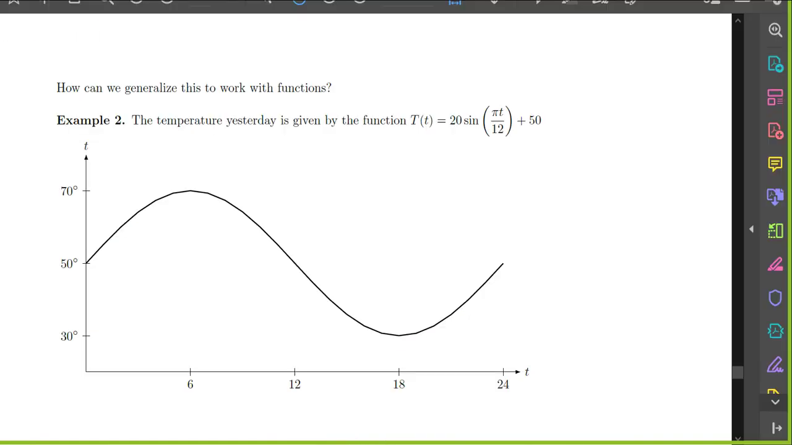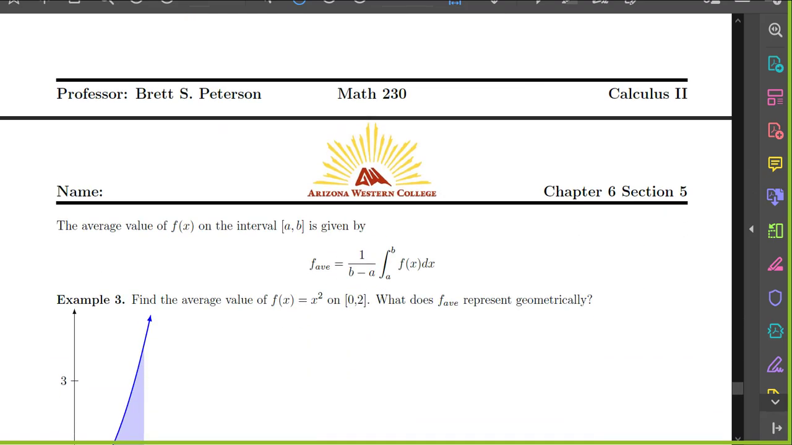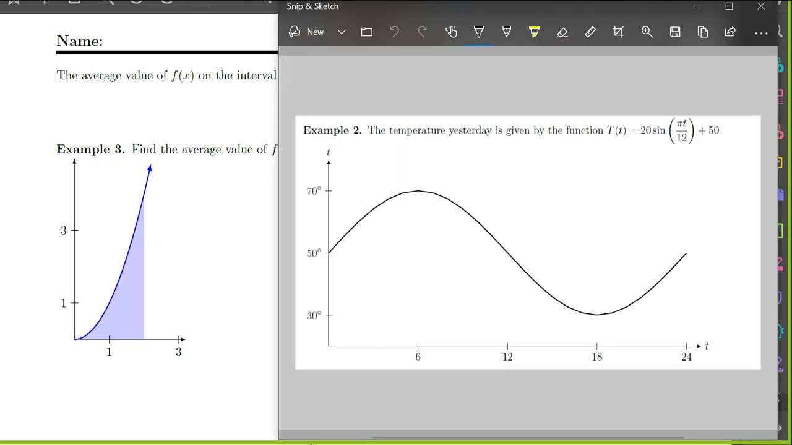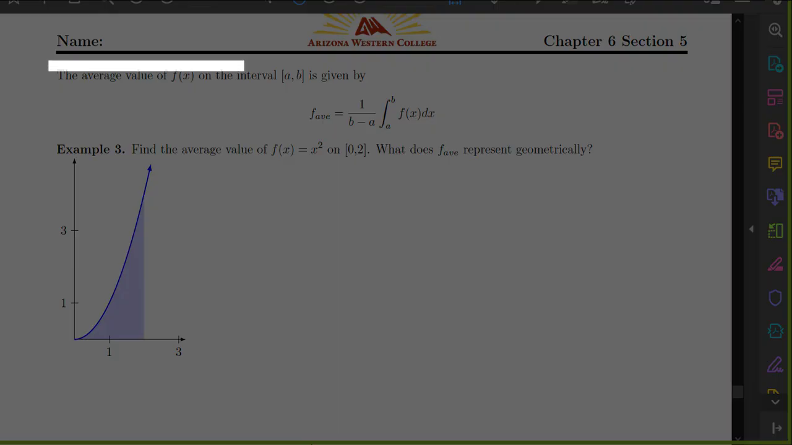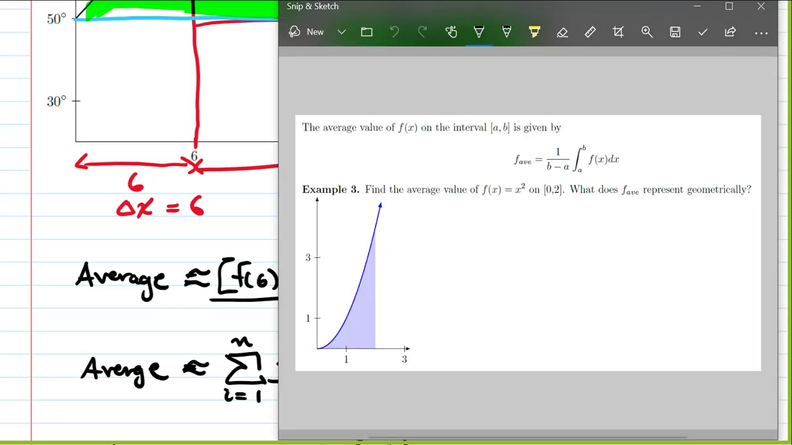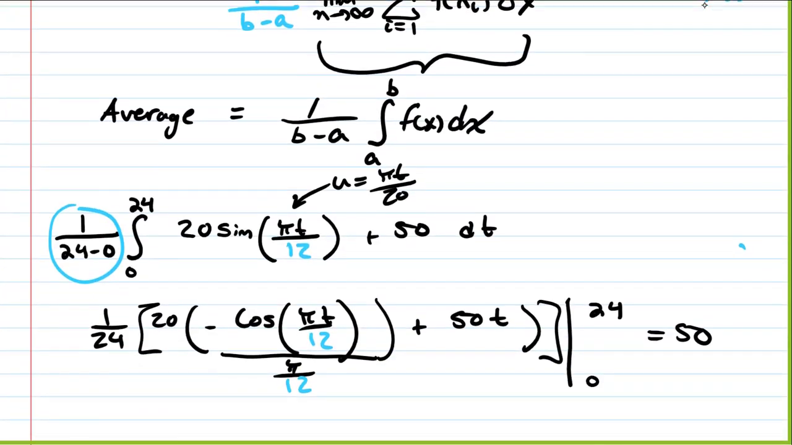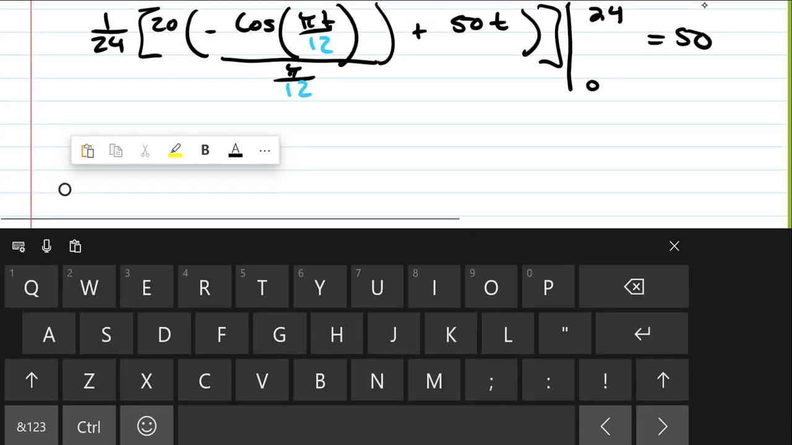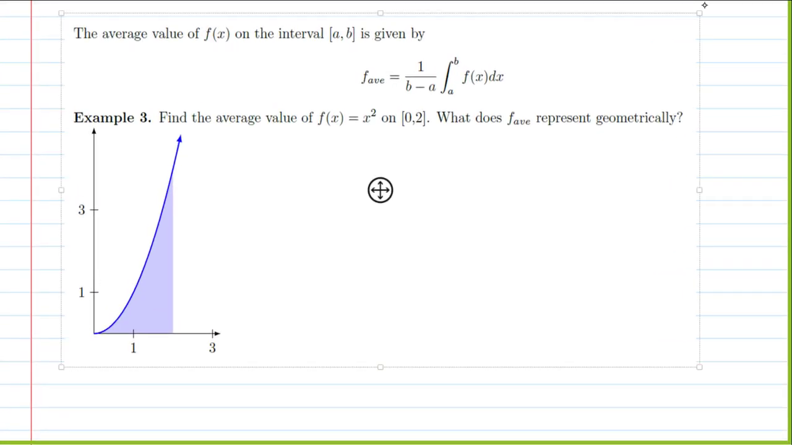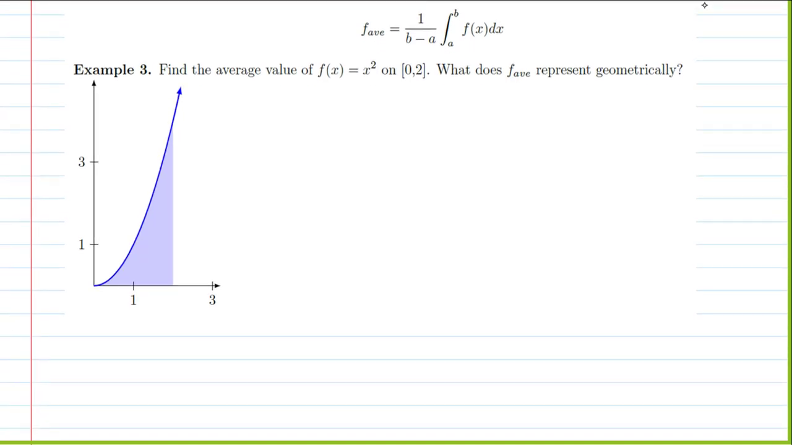All right, so formally, here's our formula again. F average, which is represented by F with the subscript AVE for average, is given by one over b minus a, the integral from a to b of f of x dx. So find the average value of x squared on the interval 0, 2, and what does it represent?